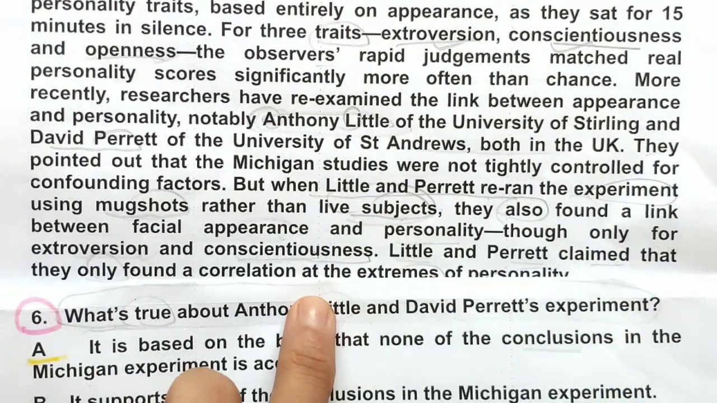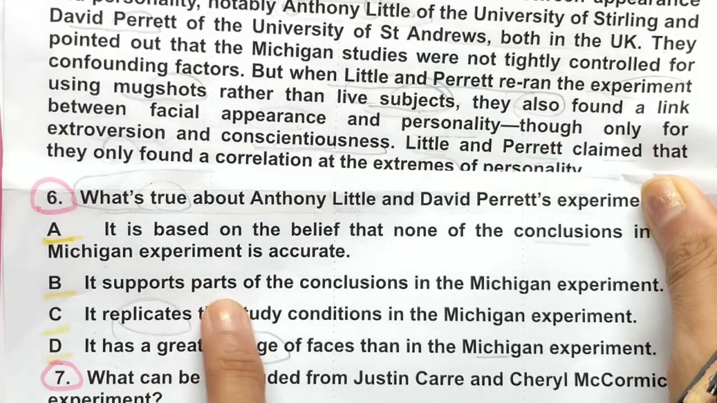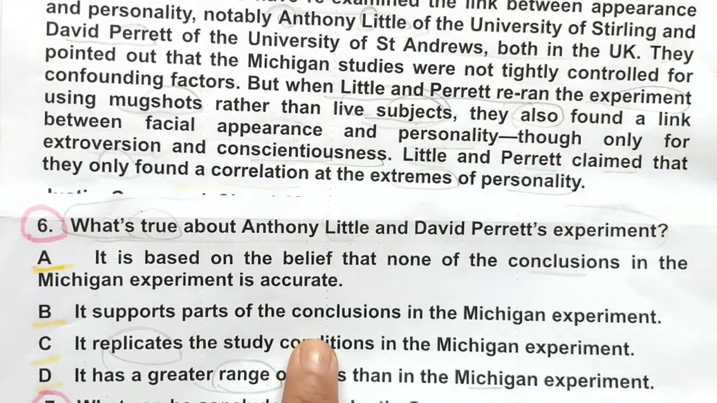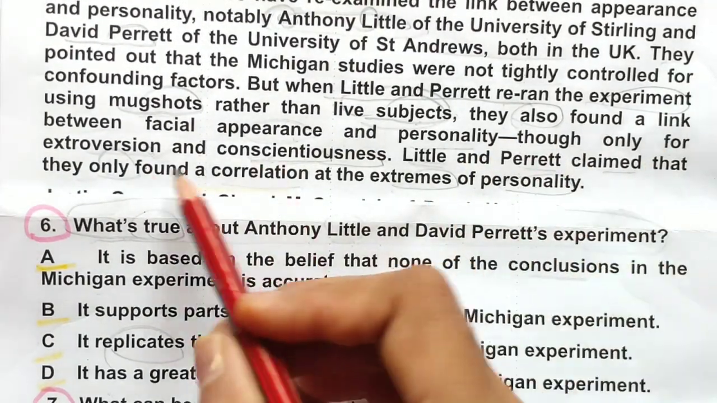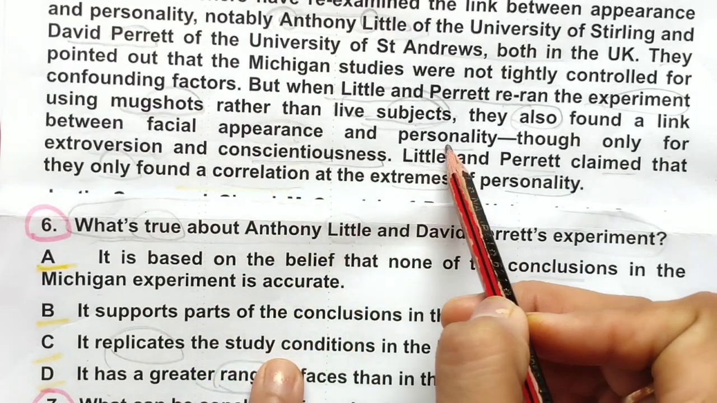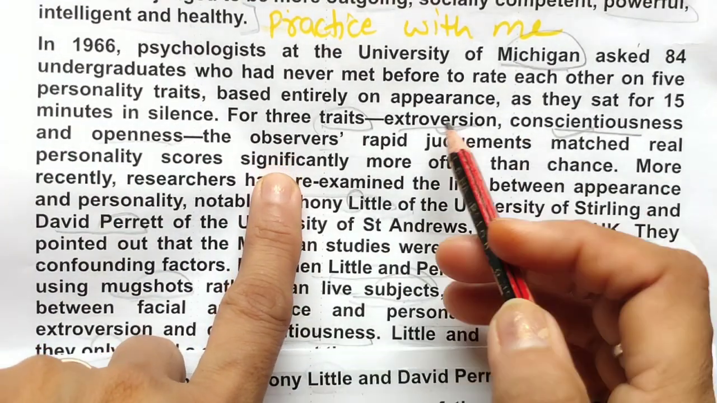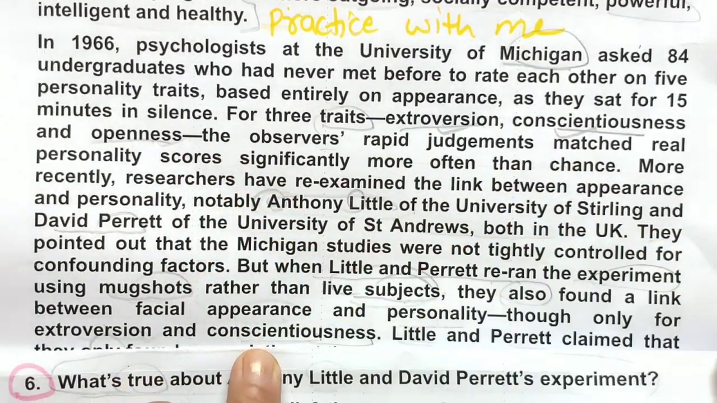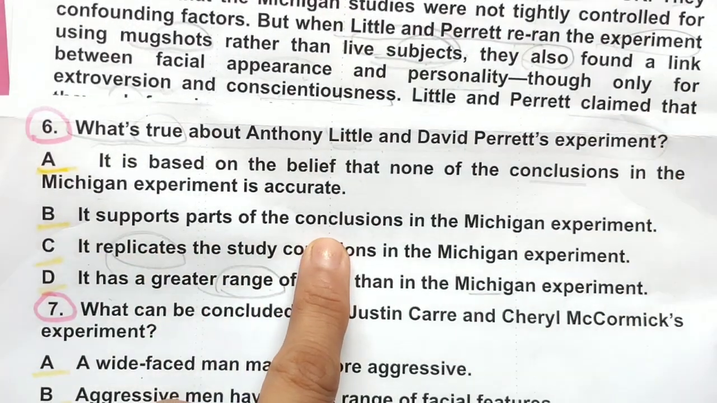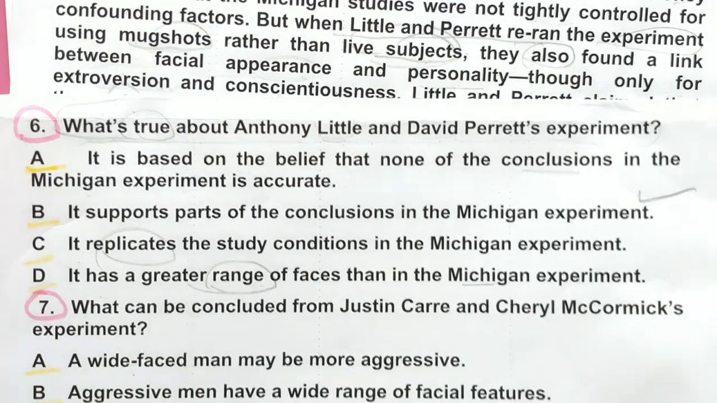These are subjects, people. So it supports parts of the conclusion because here they also found a link between facial experience and personality, though only these 2 things. But in Michigan 3 things were there, this and this. That's why it supports parts of the conclusion in the Michigan experiment.